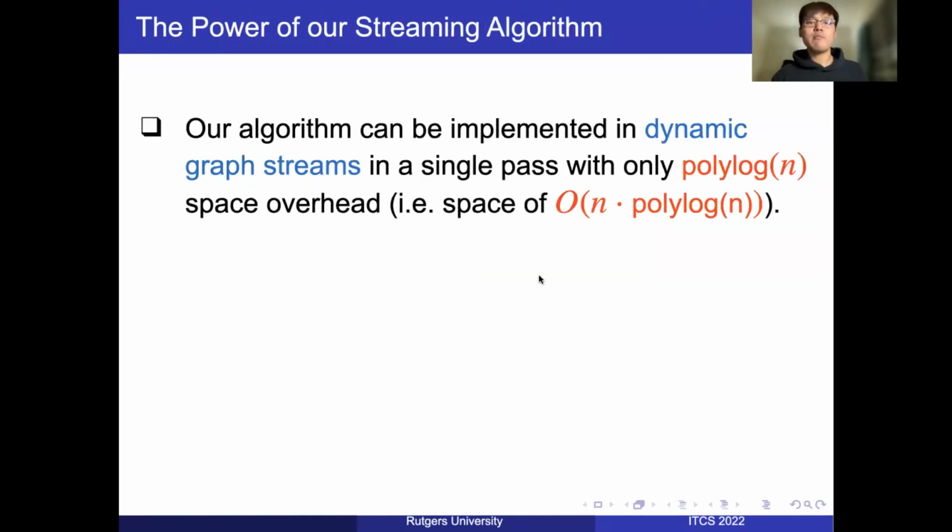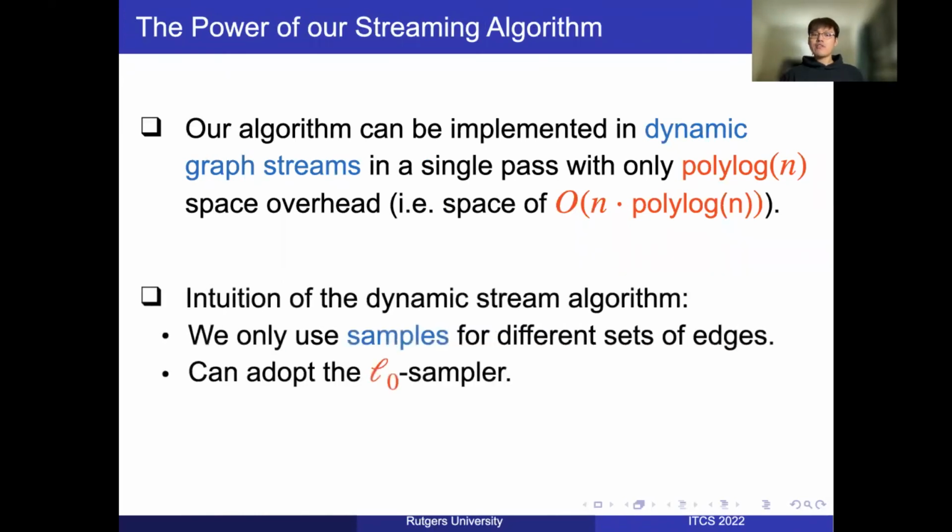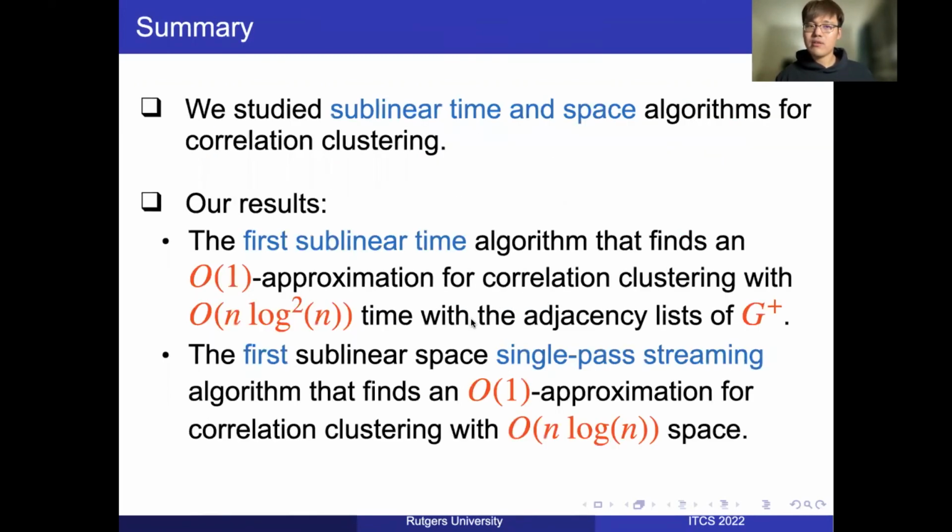The other comment is about our streaming algorithm. We introduce our streaming algorithm under the insertion-only graph stream. We note that it can be adapted to a dynamic graph stream algorithm that can handle both insertion and deletion with polylog space overhead. The reason is quite natural: our sparse-dense decomposition only requires samples. And if you are familiar with the literature, this can definitely be done by the celebrated L0 sampler.